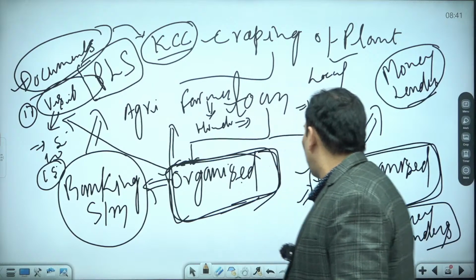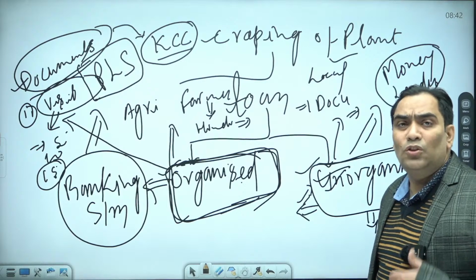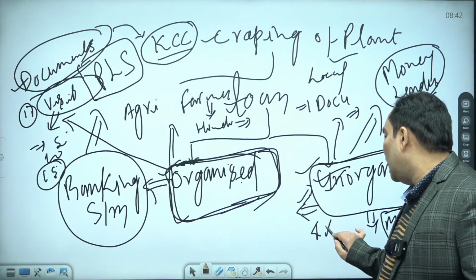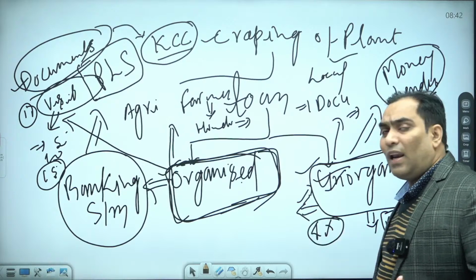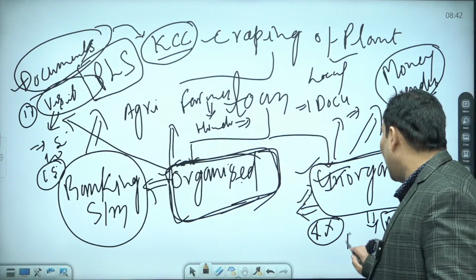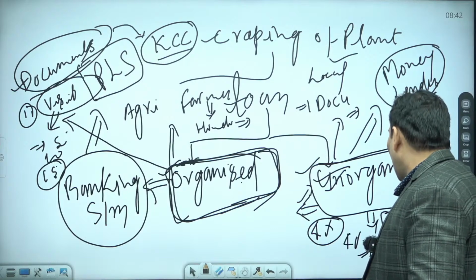But the problem with the unorganized sector is that they charge an exorbitant rate of interest. They are charging 4% monthly. The interest rate of money lenders for the farmer is as high as 4% monthly. That means they are charging 48%.